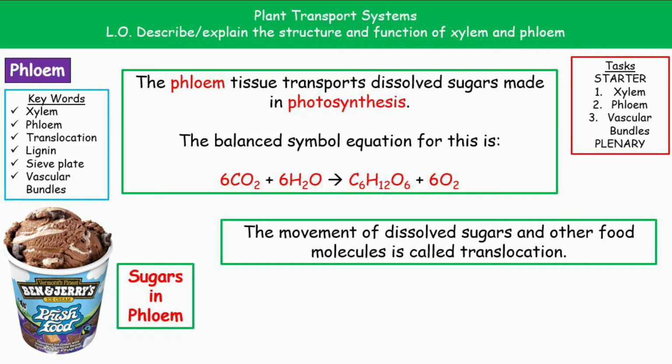And the way I always get my kids to try to remember that we're transporting sugars in phloem is thinking about good old Ben and Jerry's. Obviously if you've had a tub of Ben and Jerry's, then you know that it is packed full of sugar. And the best one I give you here to remind you is the Phish Food, because it's spelt ph, just like phloem is spelt ph. So we've got the sugars in our Ben and Jerry's Phish Food, and we've got the sugars in the phloem. So just another little trick to help you remember what's transported in which of these specialized tissues in our plants.